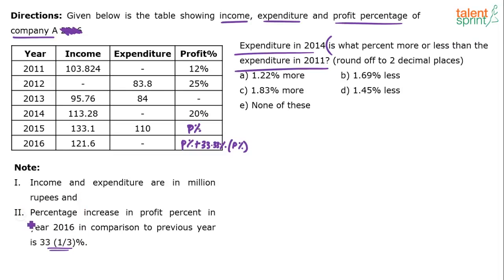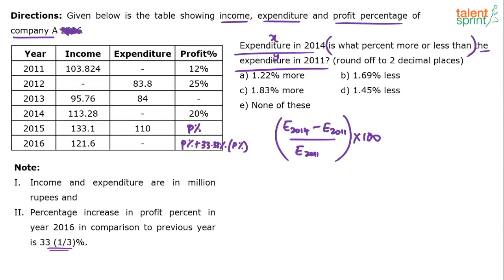Basics of data interpretation, basics of percentage, right? X is what percentage more or less than Y? This is X and this is Y. X minus Y by Y into 100. So here it should be expenditure of 2014 minus expenditure of 2011 divided by expenditure of 2011. Denominator is important. That is where many students commit a mistake, right? So expenditure of 2014 minus expenditure of 2011 divided by expenditure of 2011 into 100.